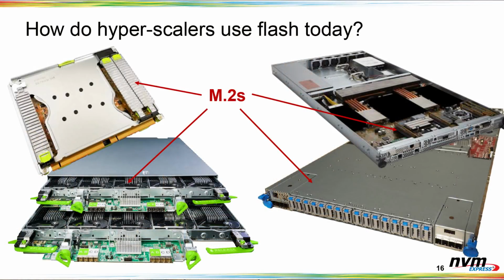On the left side of the screen here, you can see a couple of Facebook platforms, and on the right side is a set of Microsoft platforms. In both of these, on the top are our compute-centric platforms, and at the bottom are the pooled storage, or what we call JBOFs, just a bunch of flash, similar to JBOD, which refers to hard drives.